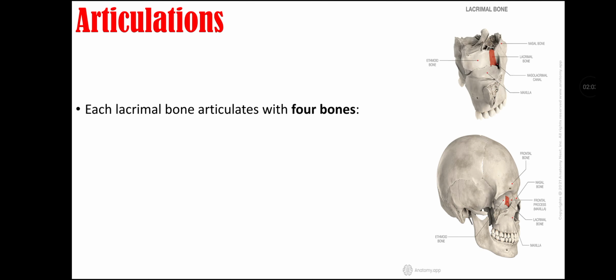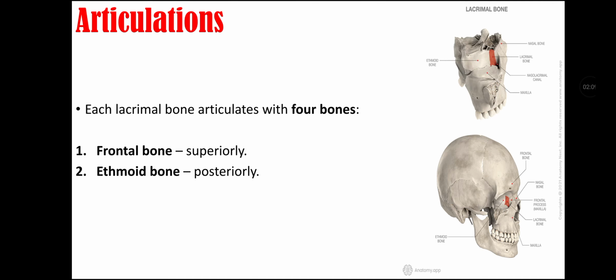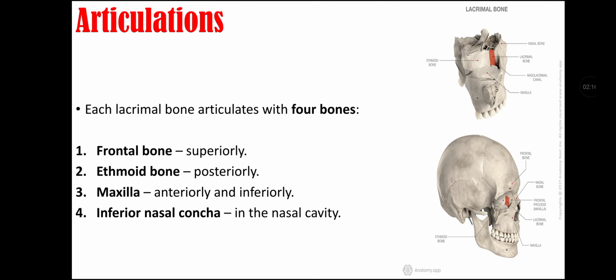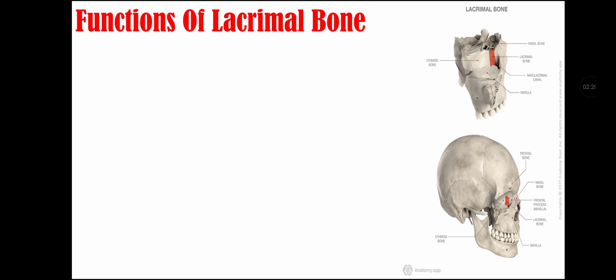Articulation of lacrimal bone. Each lacrimal bone articulates with four bones. They articulate superiorly with frontal bone. They articulate posteriorly with ethmoid bone. They articulate anteriorly and inferiorly with maxilla, and they articulate in the nasal cavity with the inferior nasal concha.